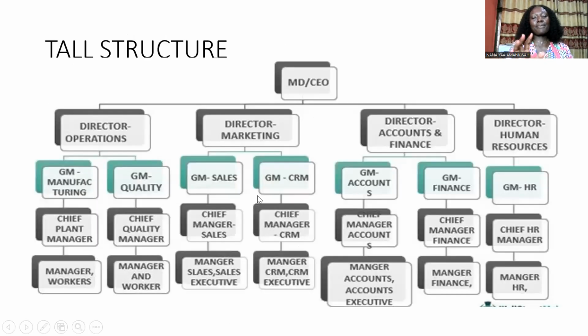Good. So this is a typical illustration of what a tall structure looks like. The tall structure always has quite a huge number of hierarchies going on. You can see the CEO at the top there, various directors coming in, various general managers coming in. You have chief quality manager, you have chief sales manager. There are lots of ranks. You can see from the top, you come to the first, the second, the third, the fourth, and it goes on and on and on. That is typical of the tall structure.